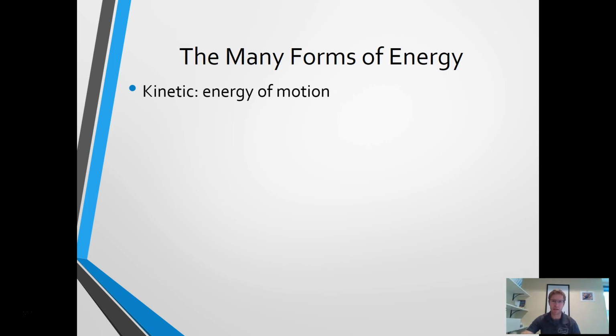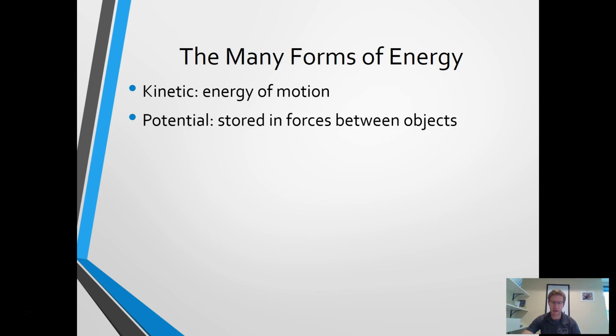As the name implies, kinetic energy is just the energy of motion. Anything that's moving has energy as a result of that motion. The second category of energy we're going to talk about is potential energy. That's stored energy within an object, usually as a result of some sort of force. All energy we're going to be dealing with in this class, at least at this point, is going to be categorized as either kinetic, energy of motion, or potential, some form of stored energy.